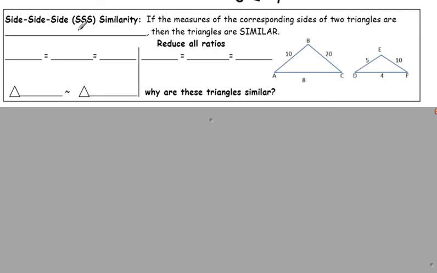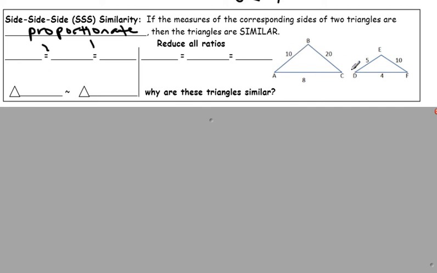The next way we can prove that triangles are similar is if all of their sides are proportionate. So if the measures of the corresponding sides of two triangles are proportionate, then we know that the triangles are similar. Remember, proportions are just setting ratios equal to each other. So we have to be careful when we set up our ratios. We have to match the corresponding sides.